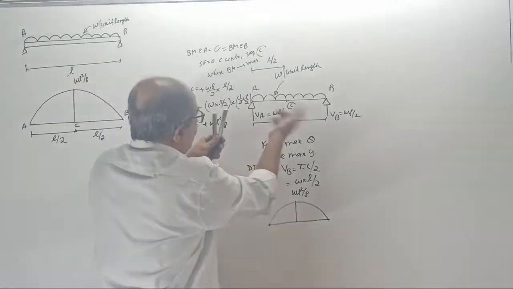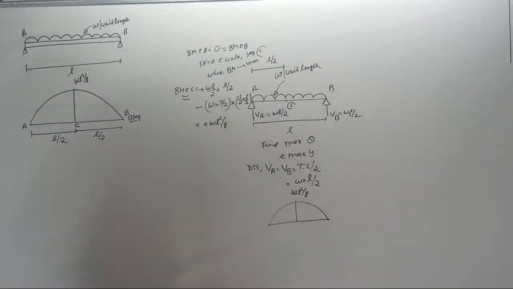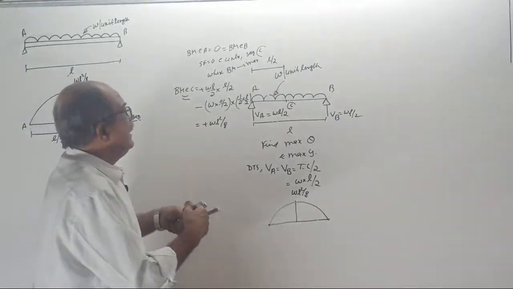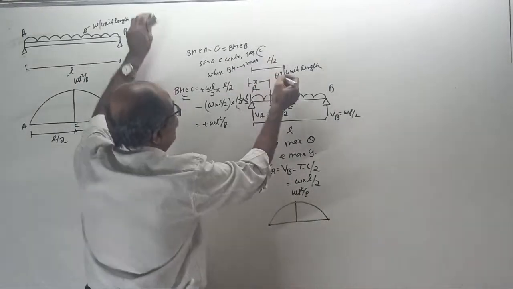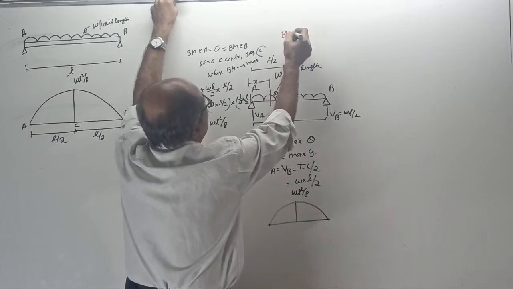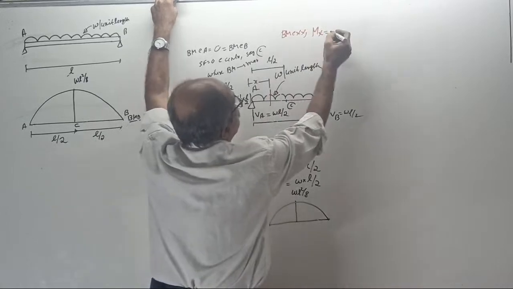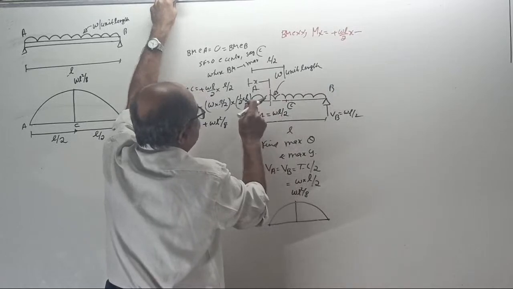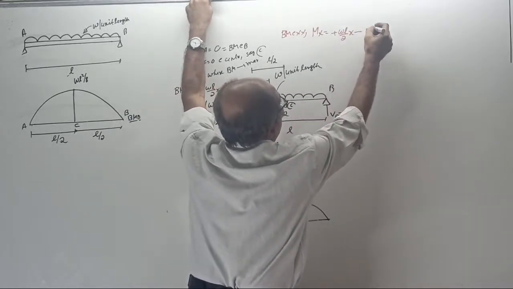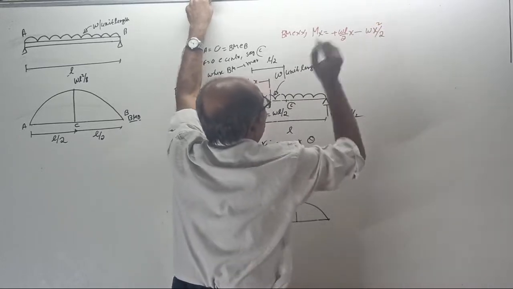See, go back once again. In case I take a section XX, see, now very important. Make this note. I will not tell again and again. See, if I take a section XX at X from here, then bending moment at XX, that is Mx equal to plus WL/2 into X minus W into X into X/2, or directly X square by 2.